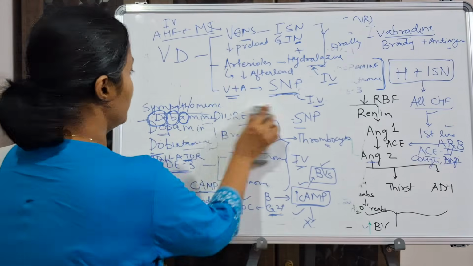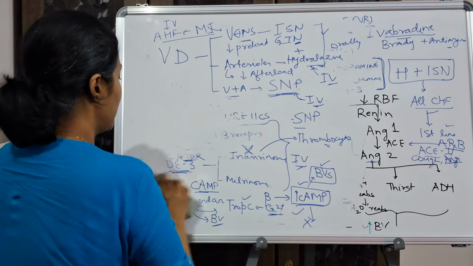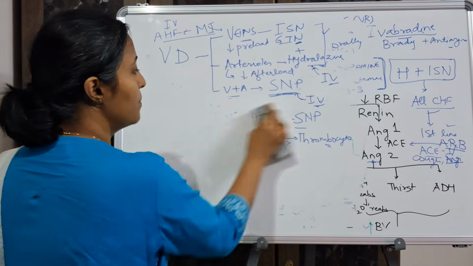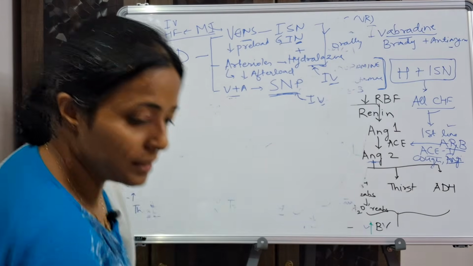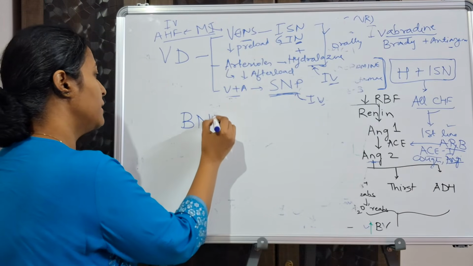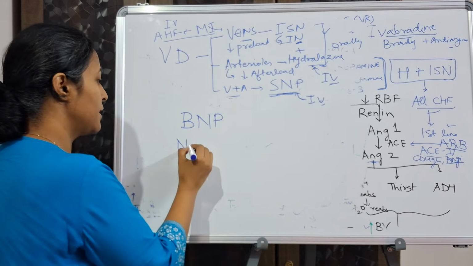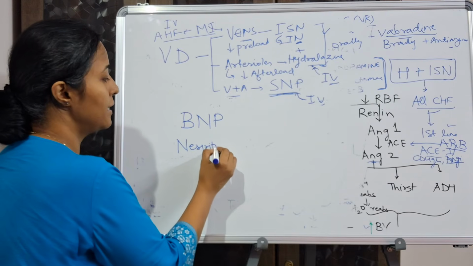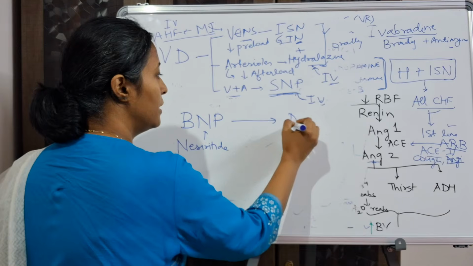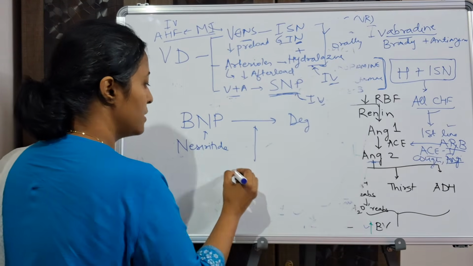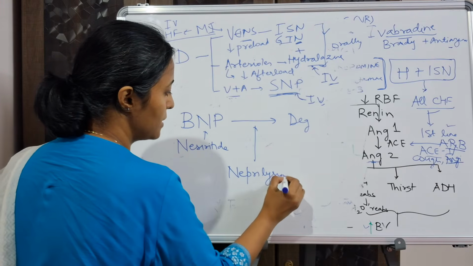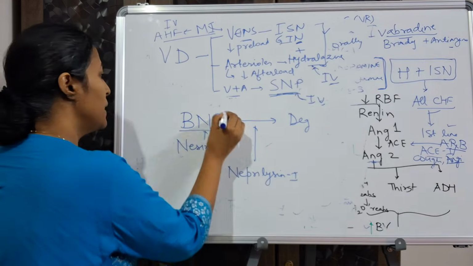Only one kind of drugs is remaining, that is the drugs which stimulate the BNP activity. What is BNP? BNP is brain natriuretic peptide. We have analogs which stimulate this activity. One is nesiritide, a BNP analog, and the other kind prevents its degradation. These are known as neprilysin inhibitors.